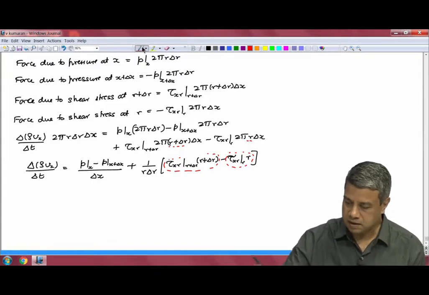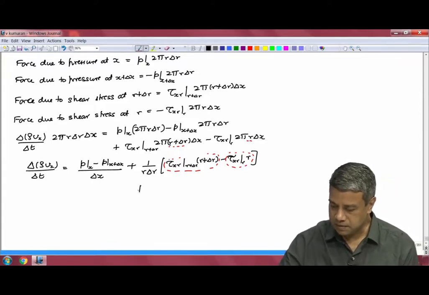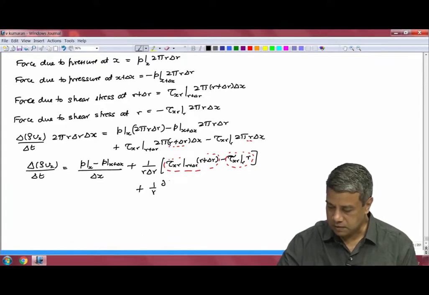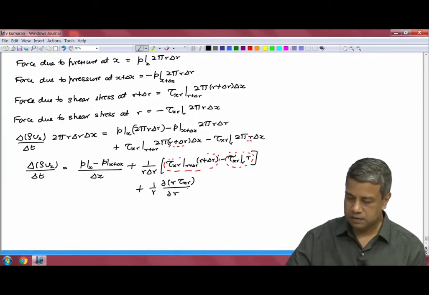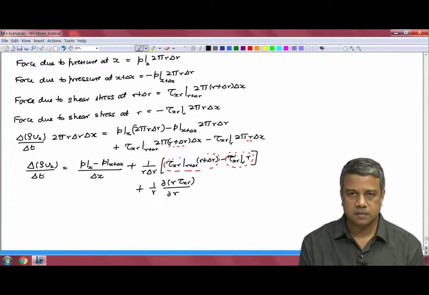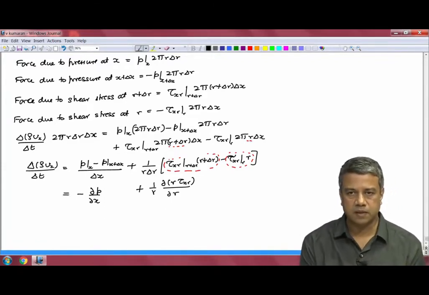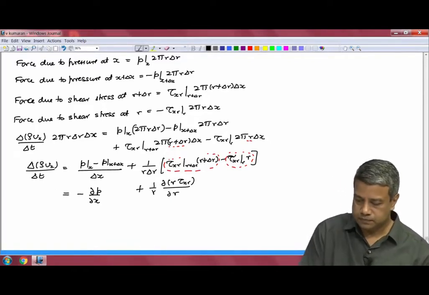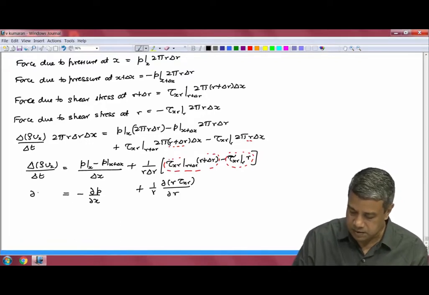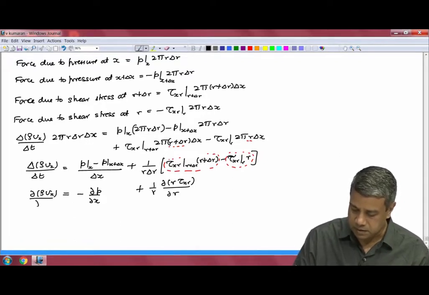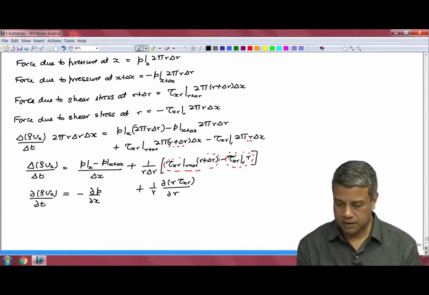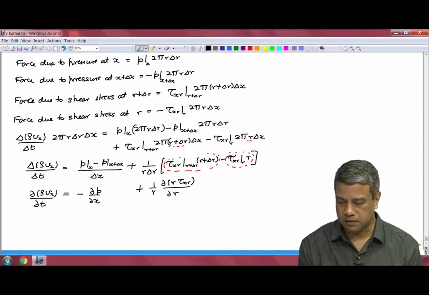Take the limit as delta r and delta t go to 0. The shear term will be equal to 1 by r, partial of r tau x r by partial r. The pressure term is the negative of partial p by partial x, because partial p by partial x is p at x plus delta x minus p at x divided by delta x. And the first term will be partial of rho V x by partial t, the partial derivative of the momentum density with respect to time.